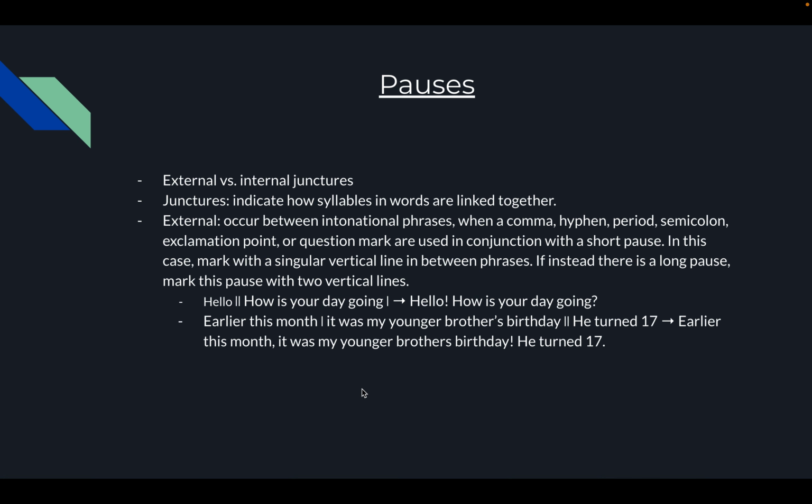Now, pauses. So, there are two types. There's external and internal junctures. Now, junctures indicate how syllables and words are linked together. Now, external junctures occur between intonational phrases when a comma, hyphen, period, semicolon, exclamation point, or question mark are used in conjunction with a short pause. In this case, you mark with a single vertical line in between phrases. If instead there is a long pause, mark this pause with two vertical lines.